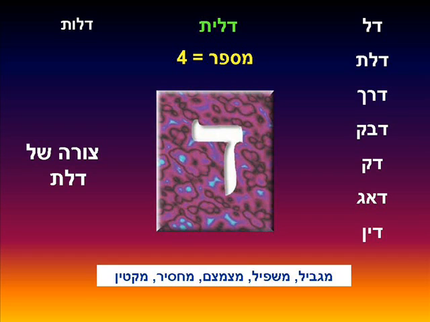And the shape of the letter Dalet is a tzurah shel delet, the shape of a door. So, as I said last week, there's a reason why the shape is such. There is a significance to the numerical value. And as you can see, all these words have something in common, at least the very first letter is unique to all of them.